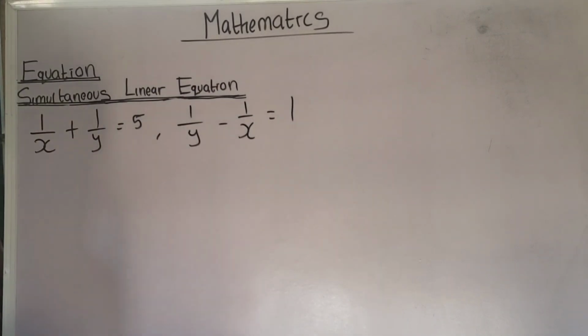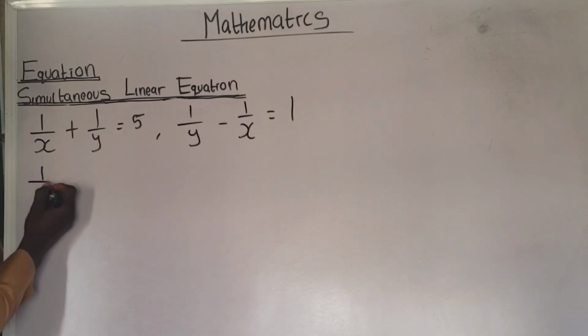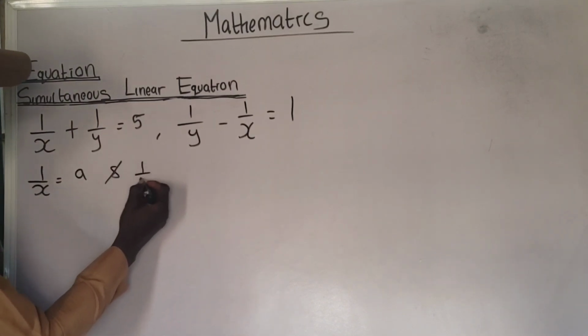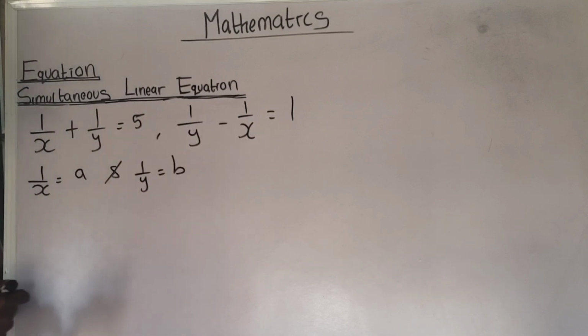The first step here is to represent 1 over x as a letter and 1 over y as a letter. You understand? Because 1 over x and 1 over y are uniform in both equations. So let's represent 1 over x, let it be equal to a, and 1 over y equal to b. If you were part of our previous class, you should be able to solve this. I'm very sure you should, because I took time to explain it.